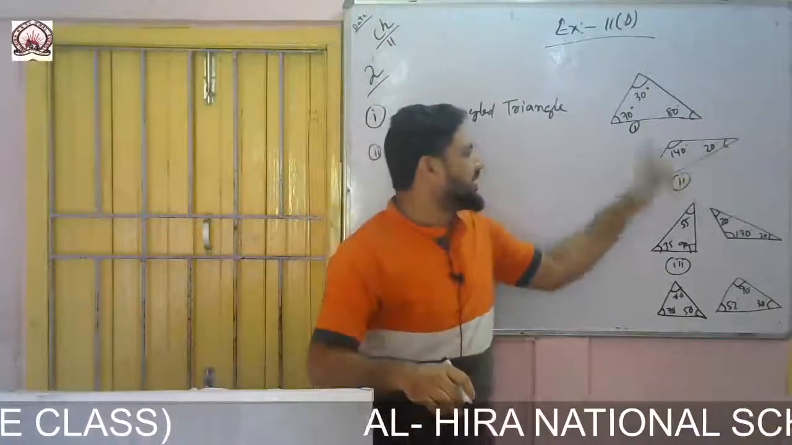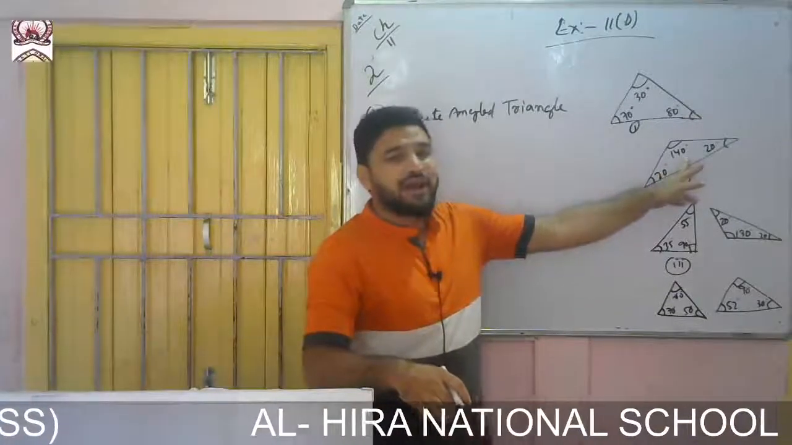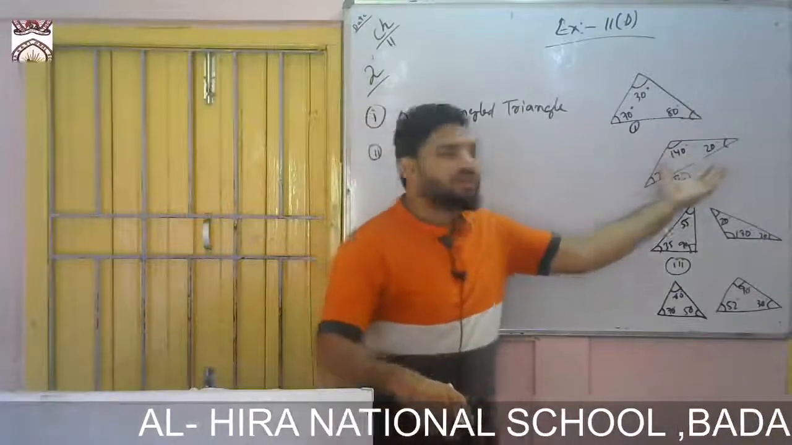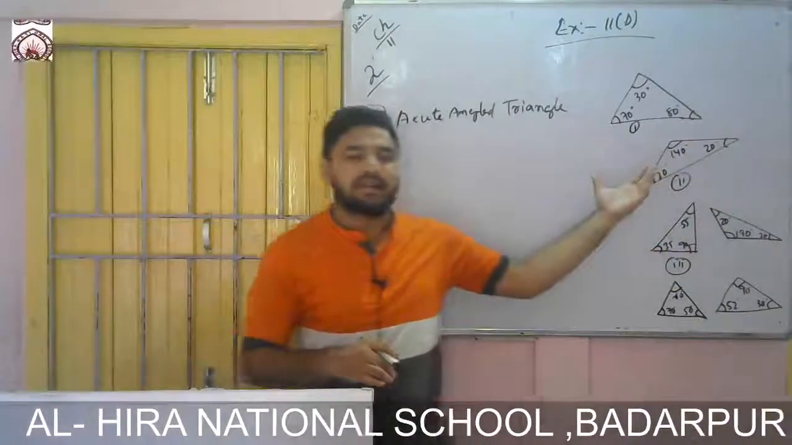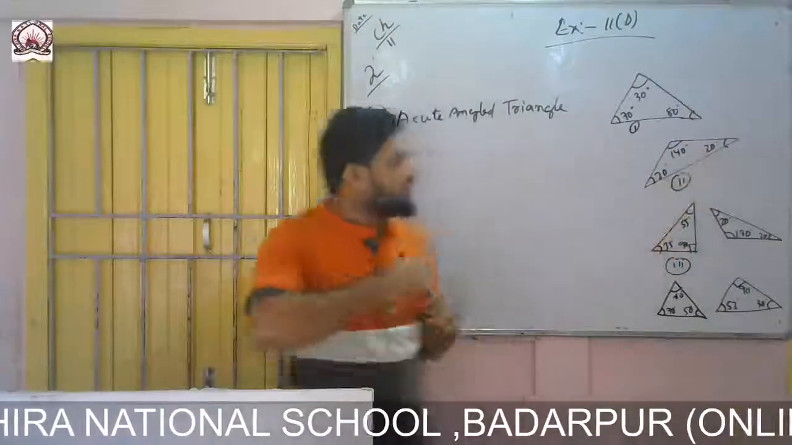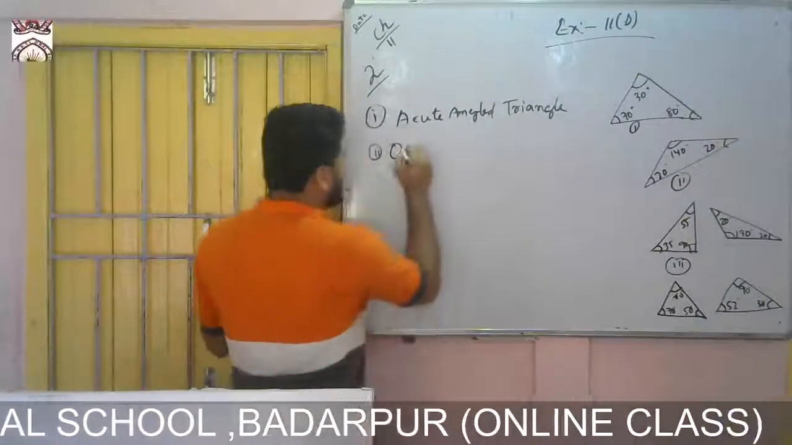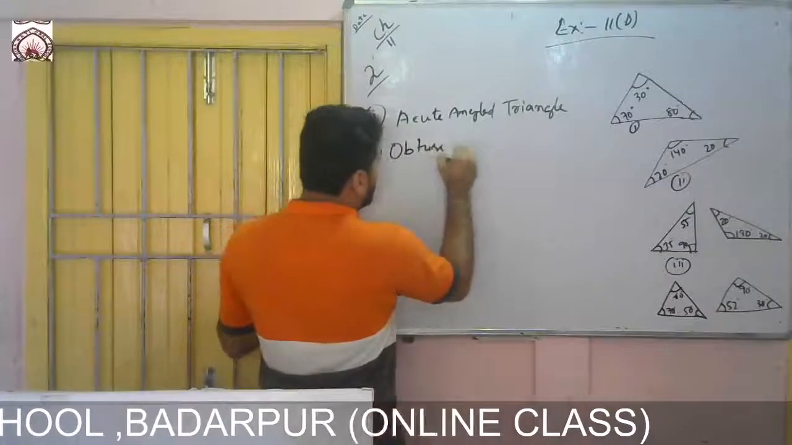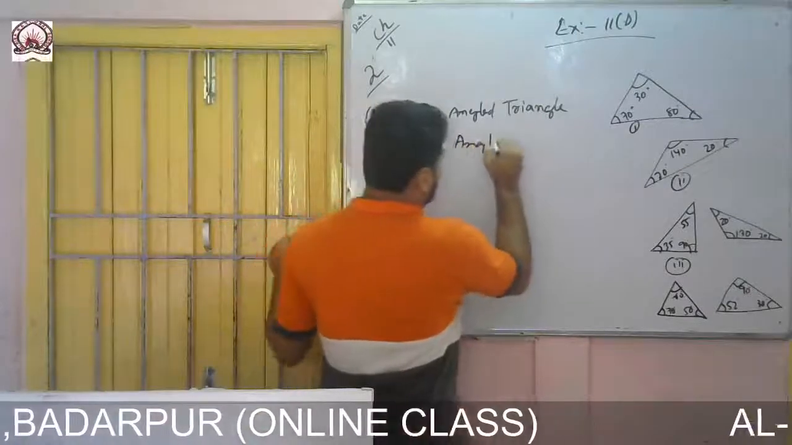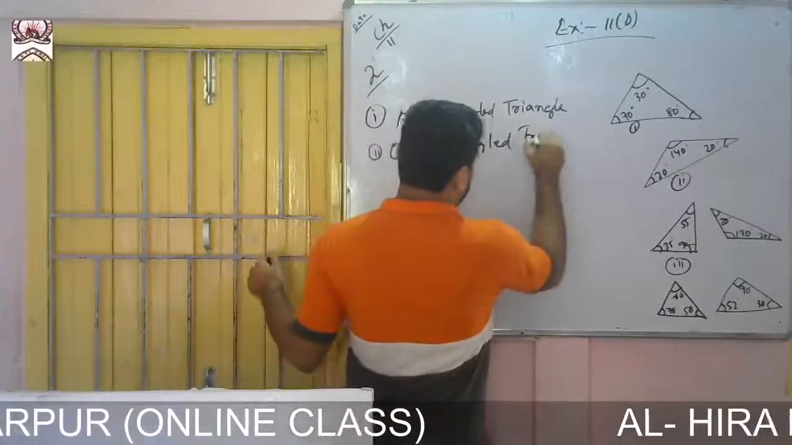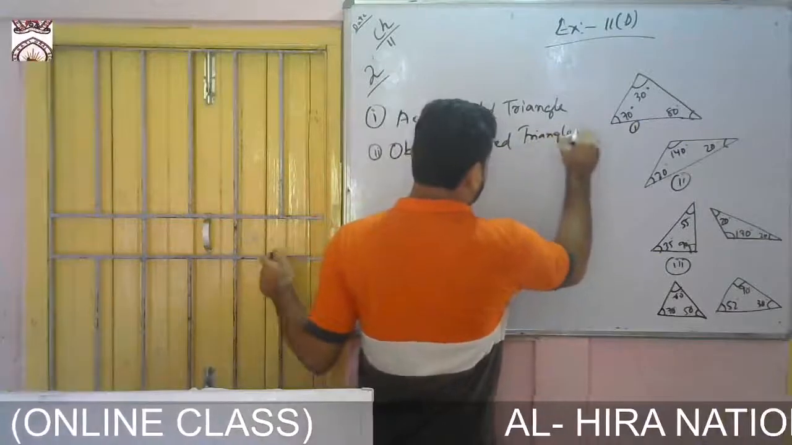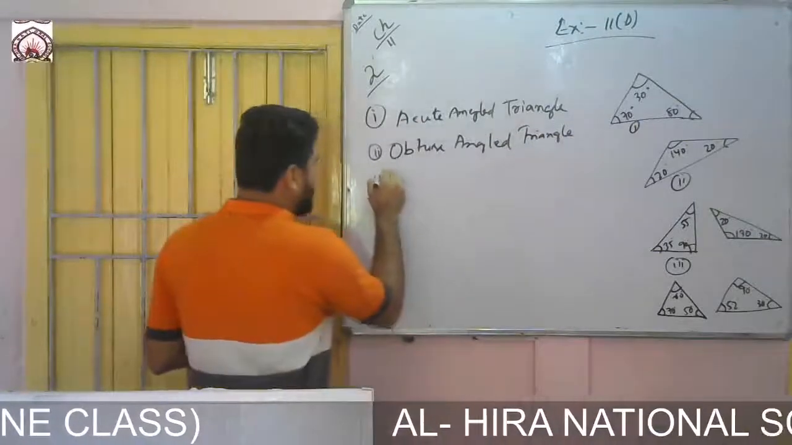140°, 20°, 20°. So one angle is greater than 90°. Greater than 90° means obtuse angle. So it is an obtuse angle triangle. Okay. Number 3, what is there?